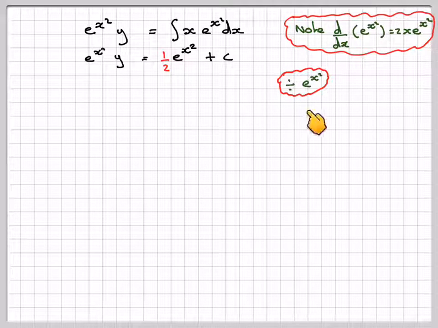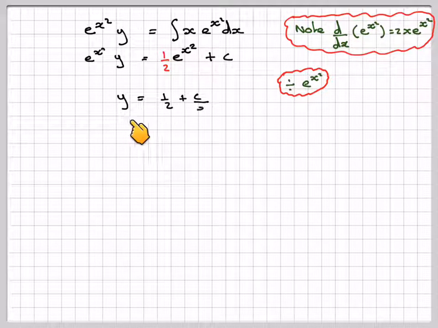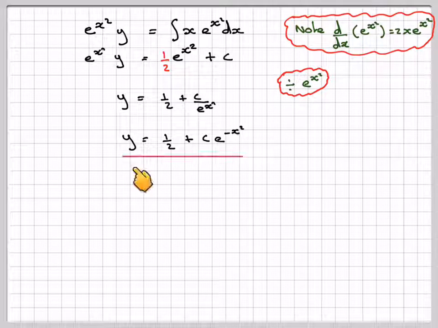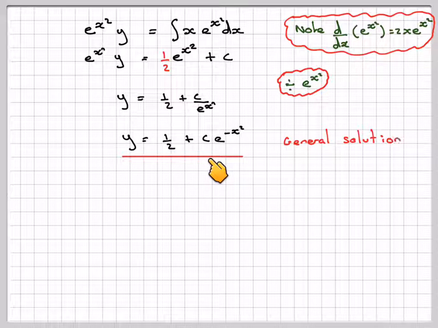If we now divide by e to the x squared, you're going to get that y is equal to a half, since e to the x squared cancels out, plus c over e to the x squared. So y is equal to a half plus c e to the minus x squared, which is the general solution for this particular problem. So here I've shown you how to use the integrating factor to solve first order linear equations.